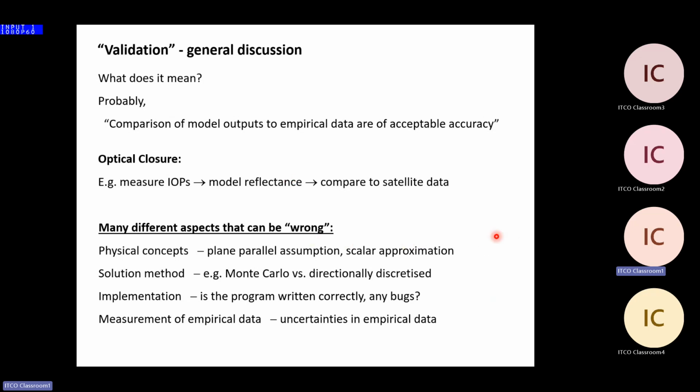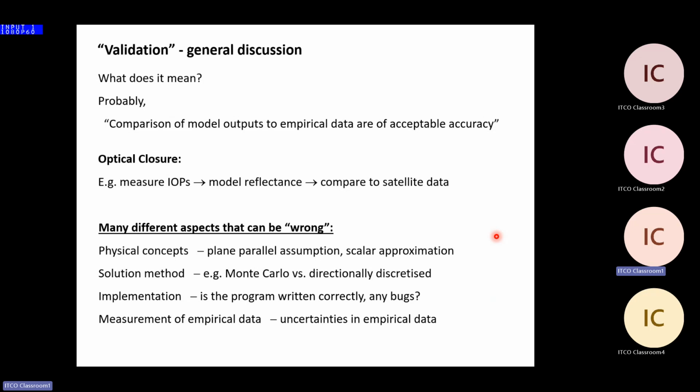Okay, so we've talked about the physical concepts. You've got things like the plane parallel assumption, the scalar approximation, the fact that we're neglecting polarization. These are the physical concepts, the assumptions that you've made in the model. Something else that could be a source of error is the solution method. I talked about Monte Carlo models having a statistical error, or maybe the techniques that you use, like the directional discretization of the light field, the fact that you've got this angular resolution, maybe that's a problem.